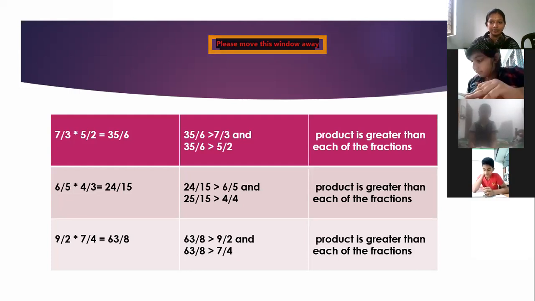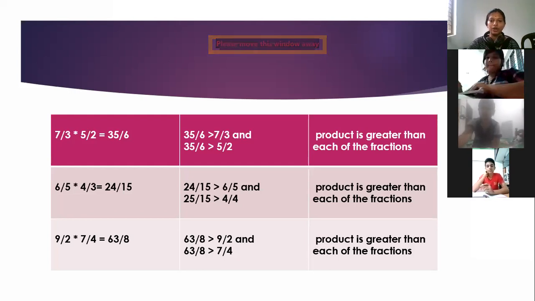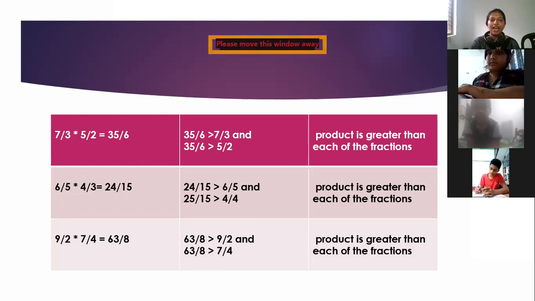Then what about 5 by 2? We know that 5 by 2 is 2.5. Half of 5 is 2.5. So we get the value of 7 by 3 as 2.33, etc., and the value of 5 by 2 as 2.5. Then what is the value of 35 by 6?